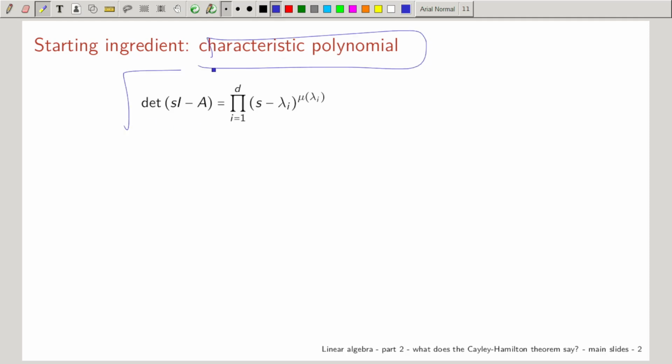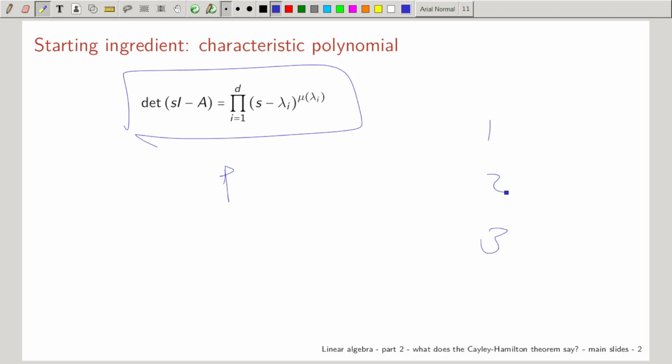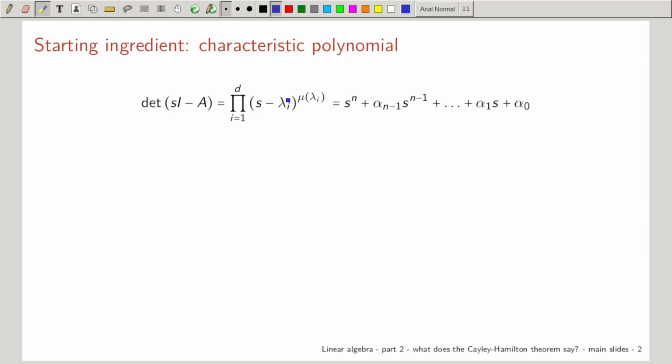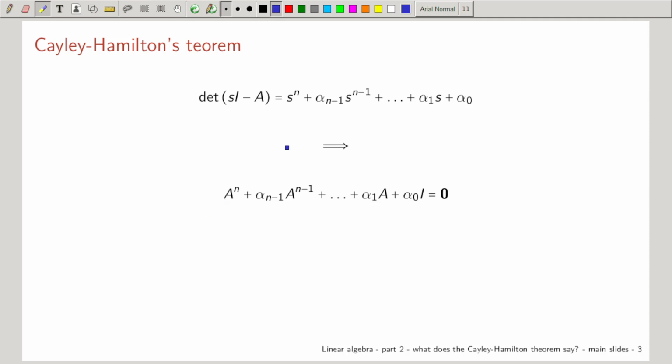The characteristic polynomial is this one. Are we together that this is the characteristic polynomial? It's going to be a polynomial, true? Perfect. Let's take, instead of this stuff here, let's plug A instead of S. Okay? Let's make an example.